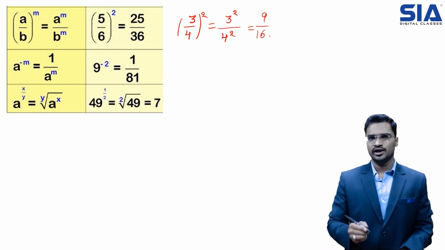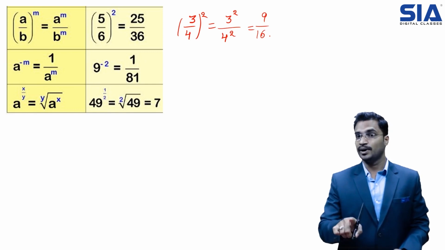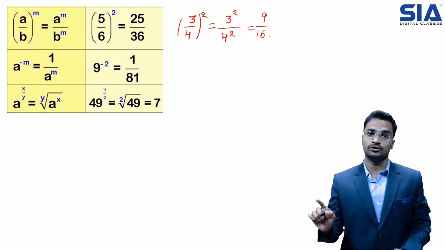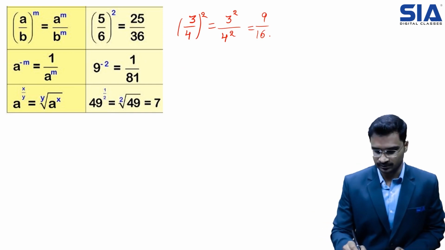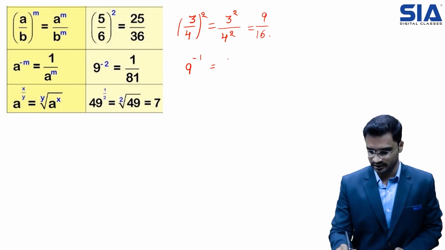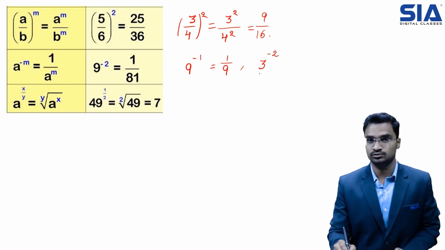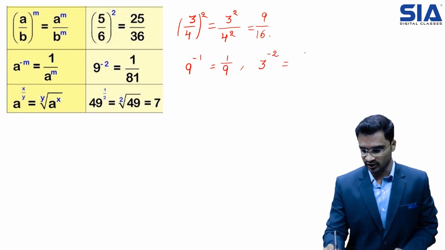Coming to the next rule, if we have a to the power of minus m, then what should we write? We have to write it as 1 by a to the power of m. Suppose I have a value of 9 to the power of minus 1. Then how should I write it? I should write it like this, 1 by 9. In the same way, I have 3 to the power of minus 2. What should I write? I have to write it like this, 1 by 3 to the power of 2.